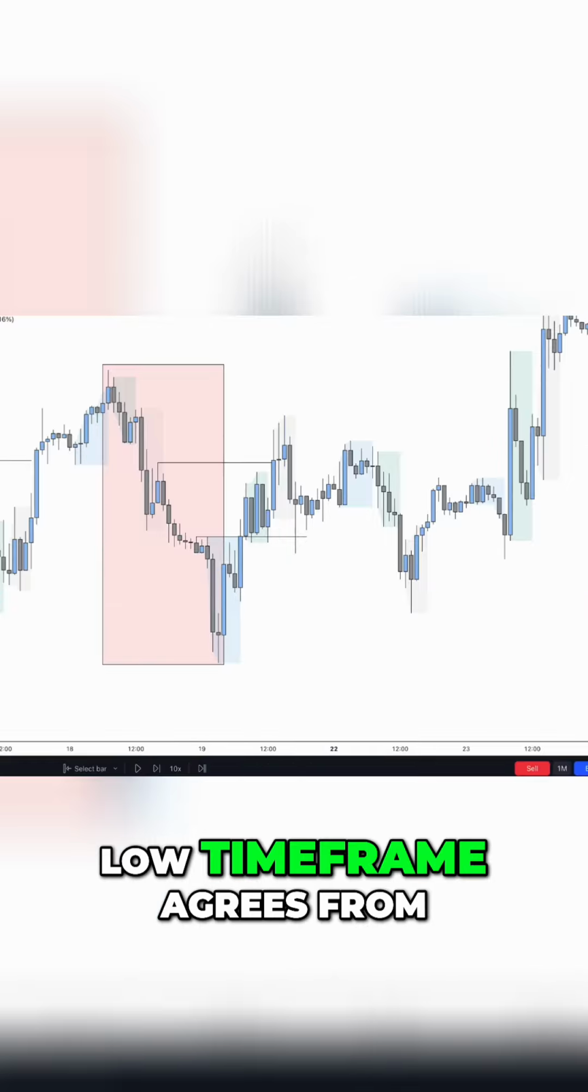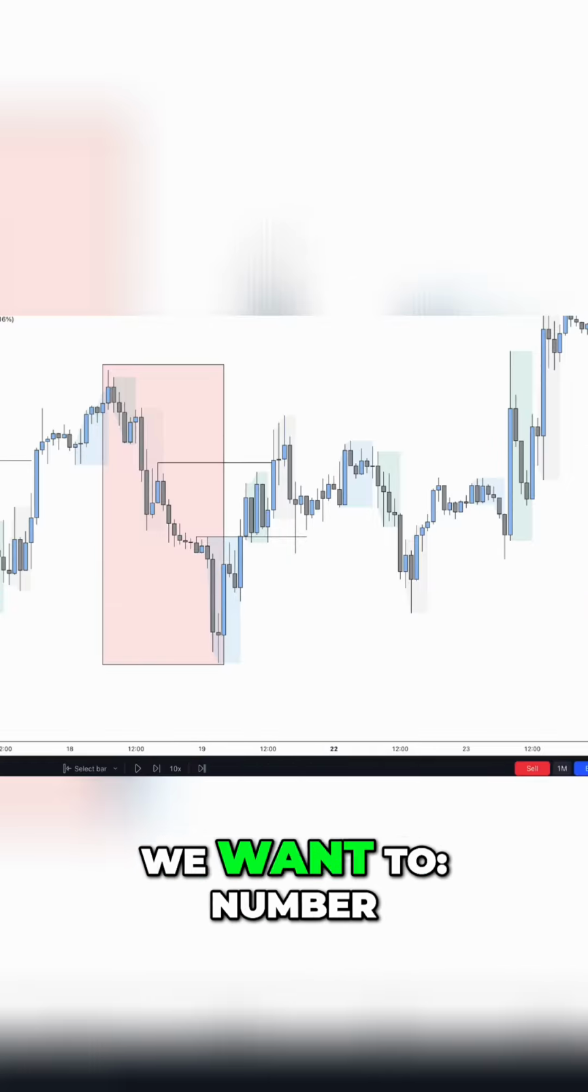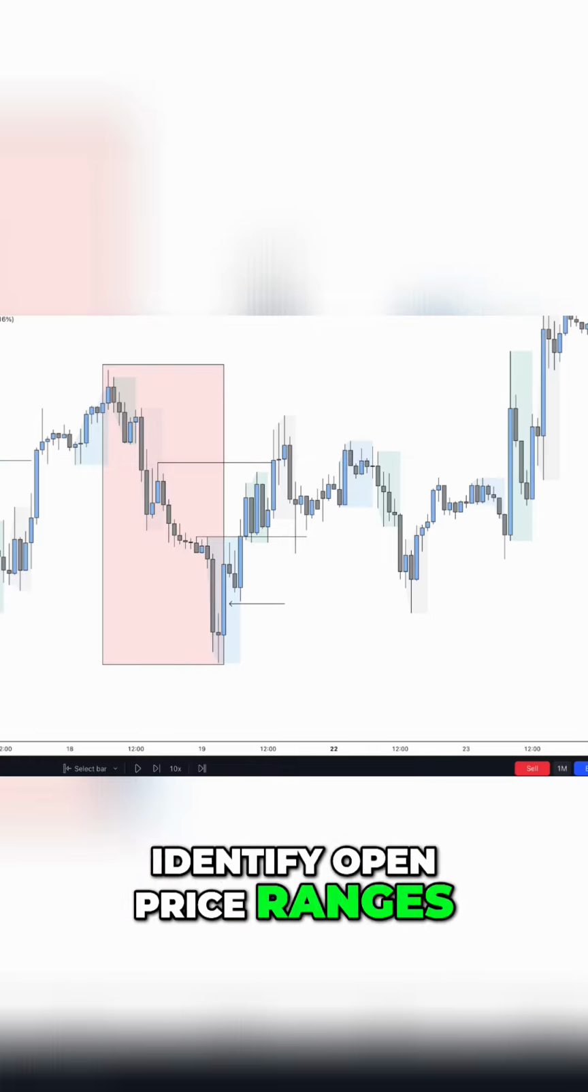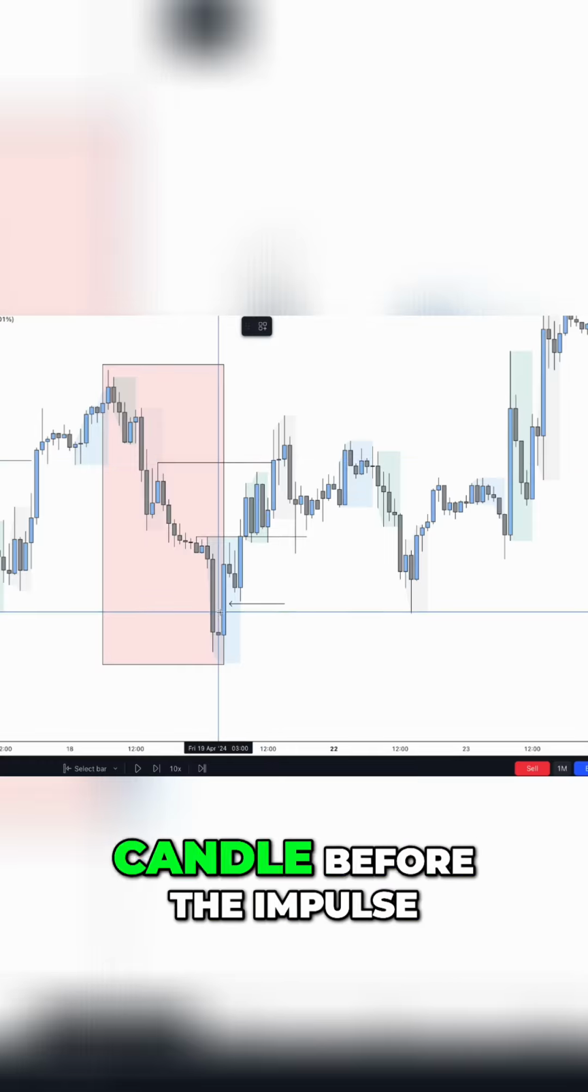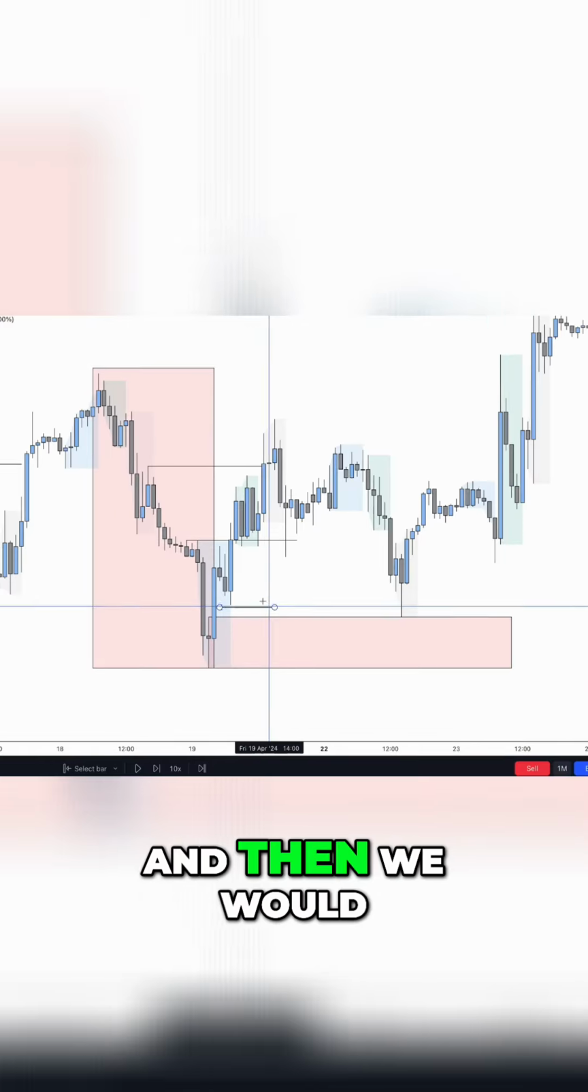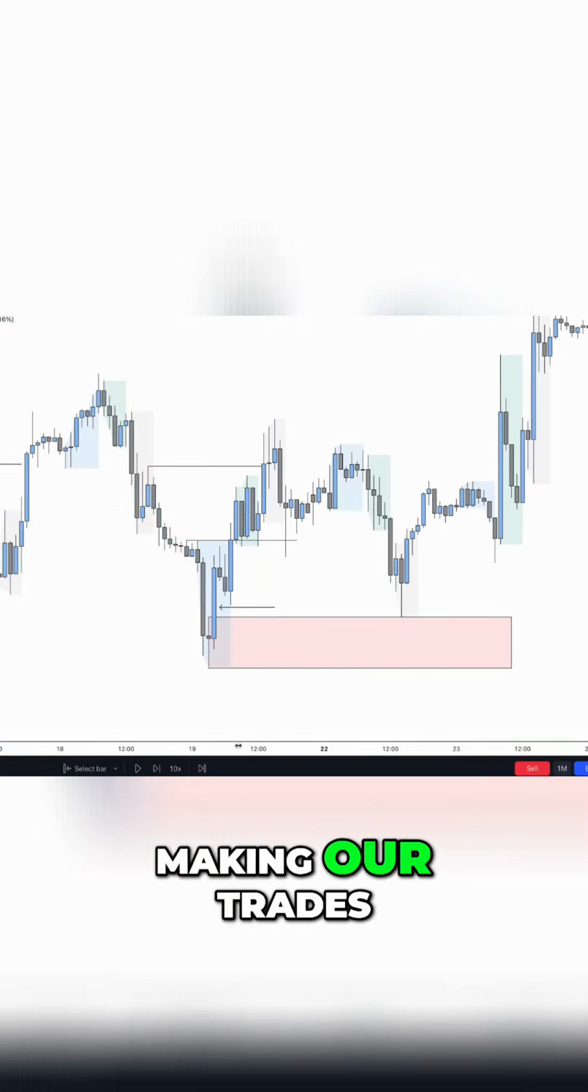So now that the low time frame agrees from a structural perspective, we want to, number one, use imbalance to identify open price ranges. Number two, use the last candle before the impulse to identify areas of supply and demand. And then we would be ready to start making our trades.